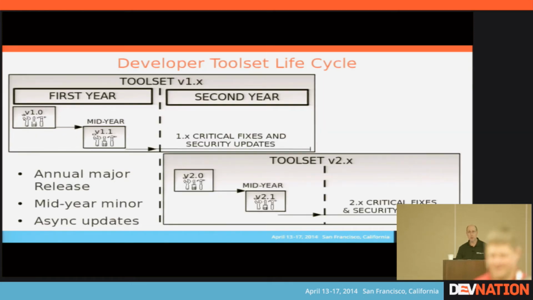Here's an example that should make the lifecycle clear. You can see the first year we introduce a new version of the DTS. In the mid-year we update it, then we support it through the second year with critical fixes and security updates. Then as we roll into the second year, we do the same thing with the next version. And this just keeps rolling year on year.